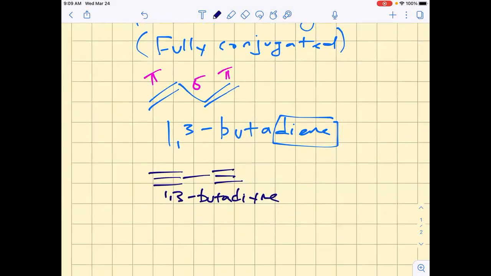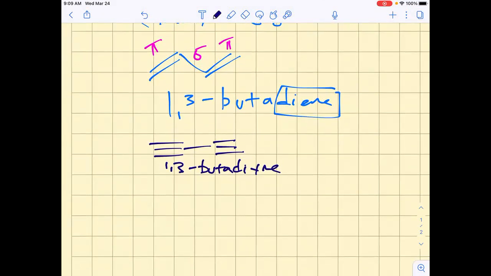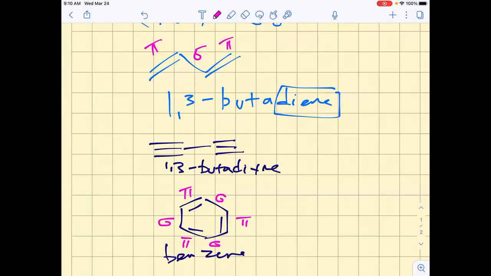But the most stable and the most well-known fully conjugated system would be something like benzene, right? Where you have it here. So benzene, and again, you can see the pattern, even though it's a closed cycle system. You can see that pattern of pi, sigma, pi. Excuse my little Greek letters. I can get the pi, but sometimes my sigma is suspect, right? All the way around that ring.